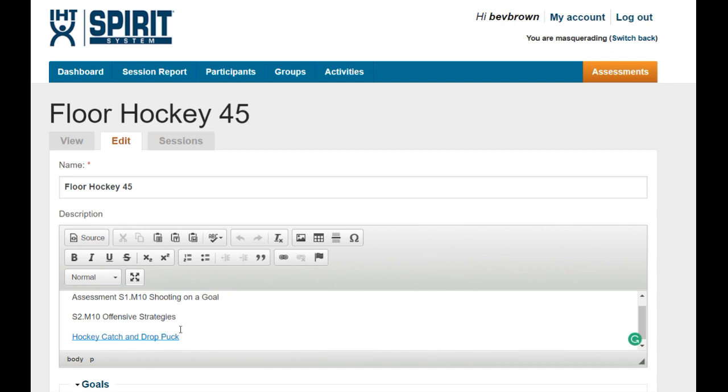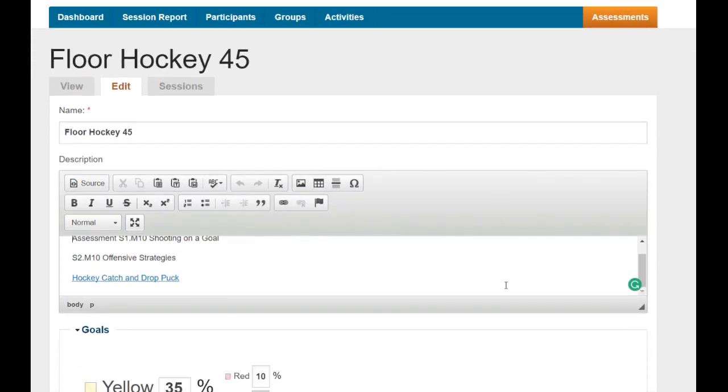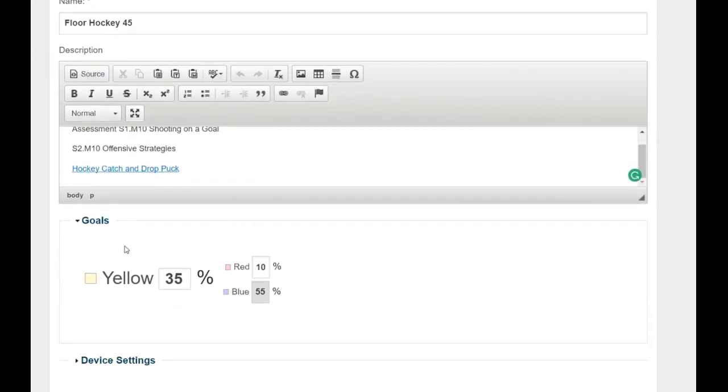I have also hyperlinked a video on skills so that the students can know how to catch a puck when it's above the waist and set it back down on the ground so that they're not high sticking. It's a safety concern in our classroom. So then when I look at the goals, I have 35% of the class period at a moderate level, 10% of the class period at a vigorous level. So for a total of 45% MVPA.